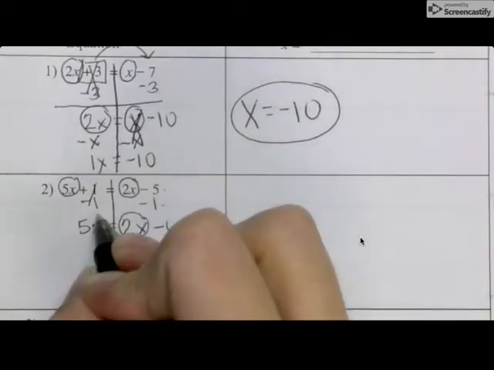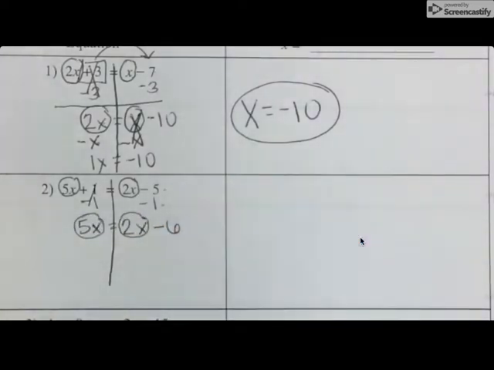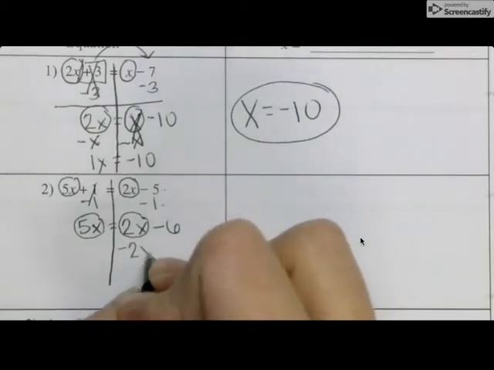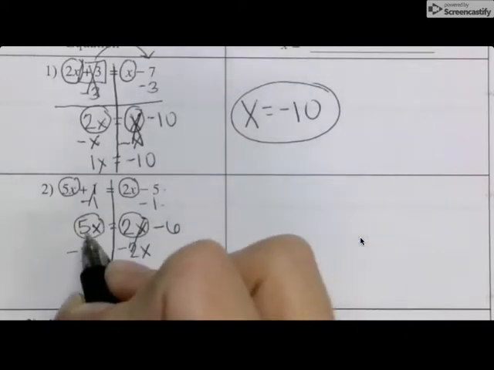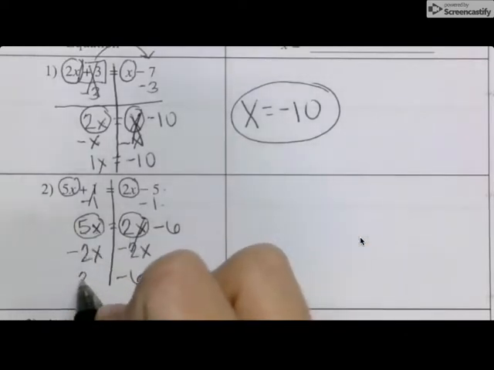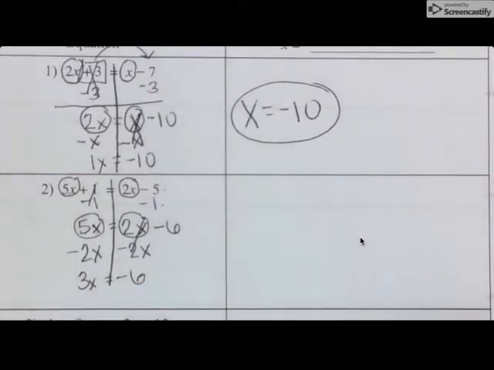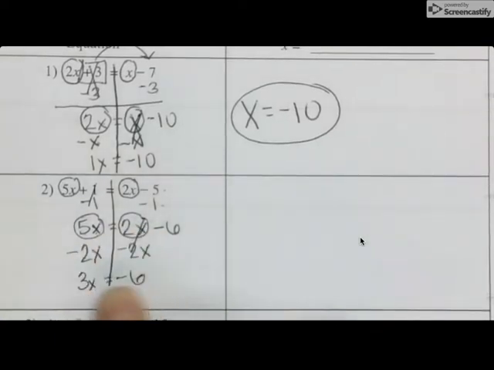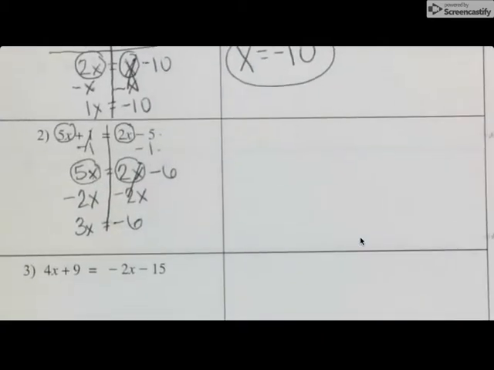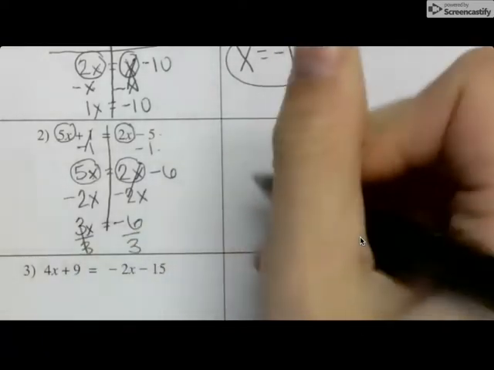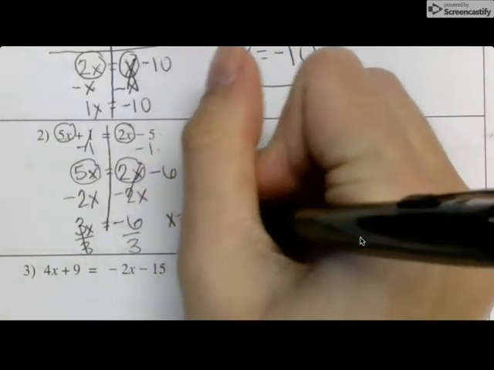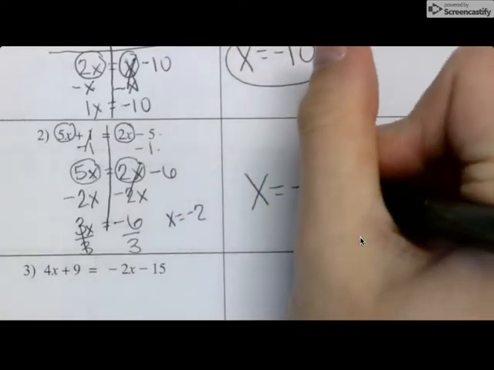This is what I want to get to be together on the same side. This is a positive 2x, so I have to subtract it. 5x minus 2x is 3x. Now here is where I am separating them. Before I moved the whole thing, now I'm separating. So because I'm separating the 3 from the x, I'm going to divide by 3. That gives me -2. So my answer here is -2.